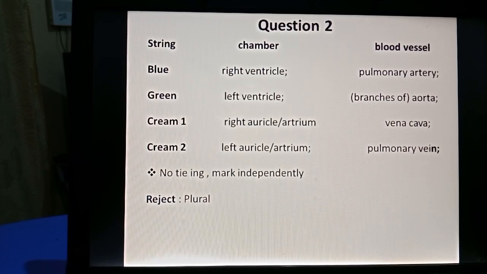So, string, chamber, blood vessel. Blue goes to the right ventricle chamber, and then the blood vessel is pulmonary artery. Green, left ventricle, blood vessel, branches of aorta. Cream, right auricle or atrium, then vena cava. Cream 2, left auricle, atrium, pulmonary vein. No tying, mark independently. Reject plural.